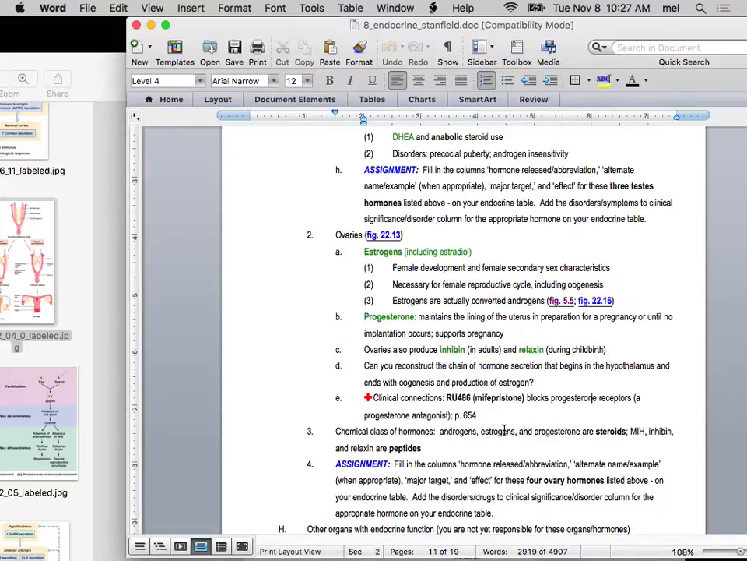So anyway, go ahead. Is progesterone associated with postpartum depression? I don't know, because they always talk about the big drop off of hormones after birth. I don't know. That's a good question too. You gotta look that up and teach me. Okay, so chemical class of hormones: androgens, estrogens, progesterone, they're all steroids. MIH, inhibin, and relaxin are peptides.